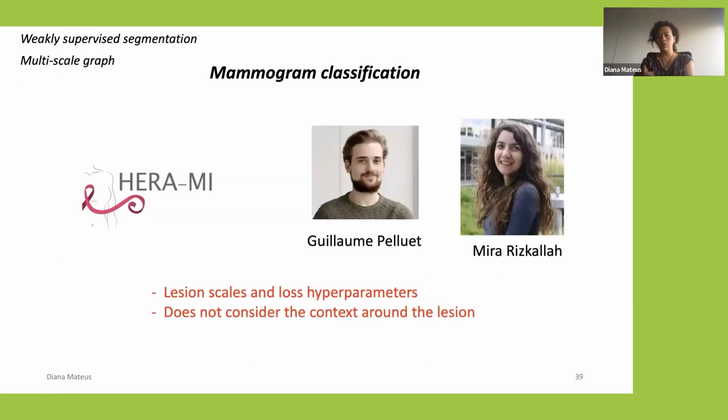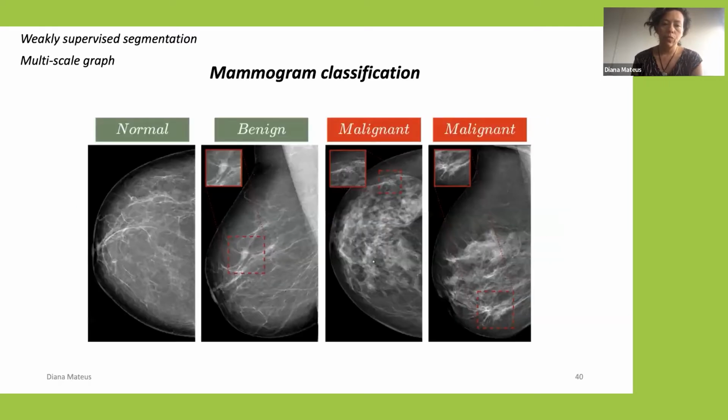So this is a continuation of the work with a colleague of ours here in the lab, Mira Rzkala, and Guillaume, who is a PhD student who started recently. So we are going to take a different path here. We still try to do this benign malign classification. On the left, the benign images, you see that here we have, for instance, an abnormality, but it's still considered benign.